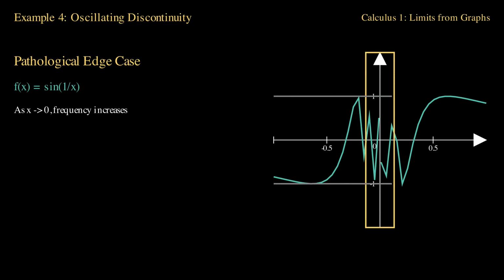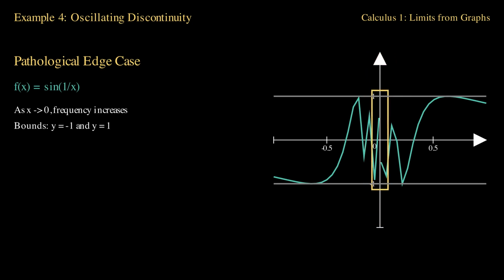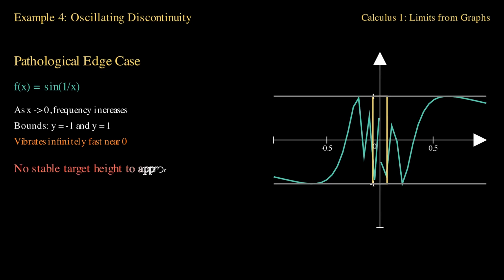The function never settles down or aims at one single stable y value. No matter how infinitesimally close we zoom in, the y value jumps wildly between 1 and -1. Because there is no single target height that the function is approaching, the limit fundamentally fails to exist. You simply cannot predict where the graph will be. This example is vital because it proves that a limit requires stability and a clear target.